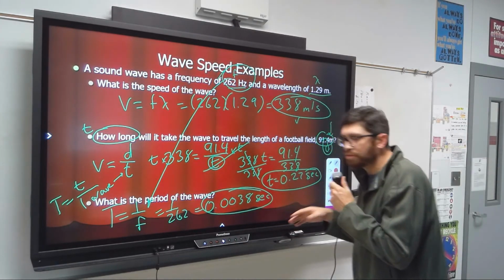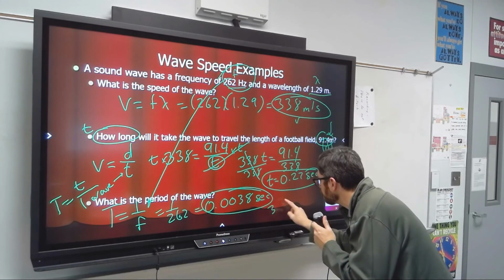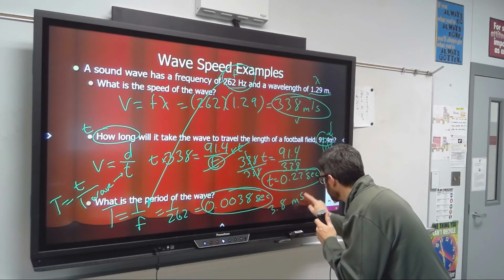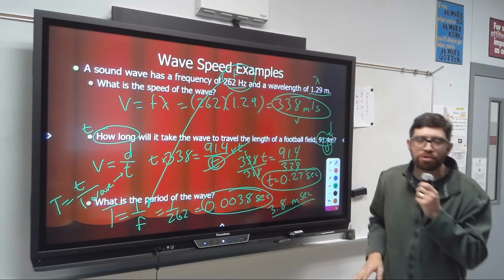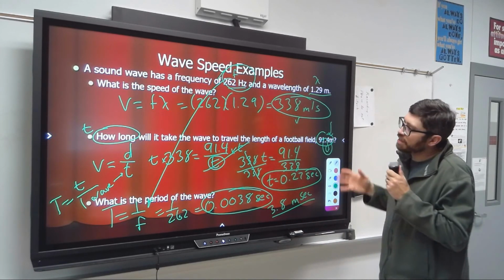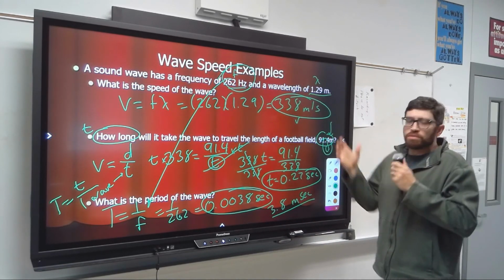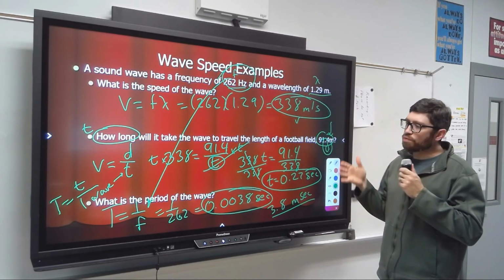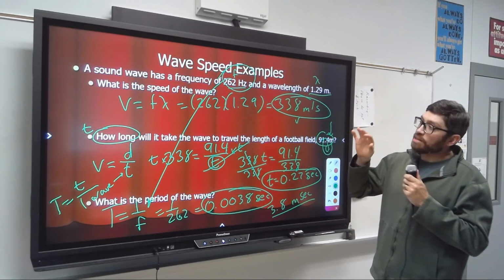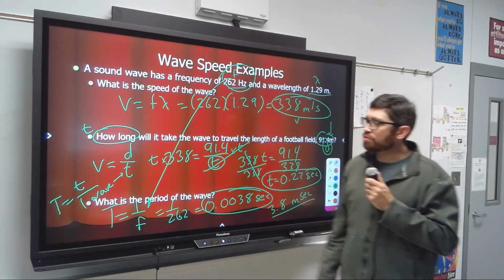If you want to move the decimal and sound really cool about it, we could say 3.8 milliseconds, right? But you don't have to know that. You won't be required to do that on any tests or quizzes, all right? So these are some examples for the wave equation, as well as this wave speed using distance and time.